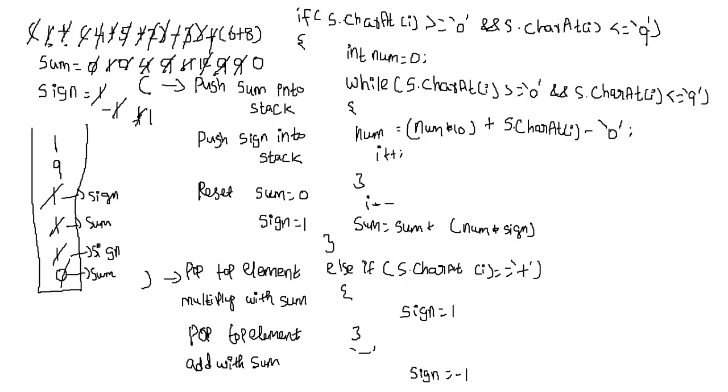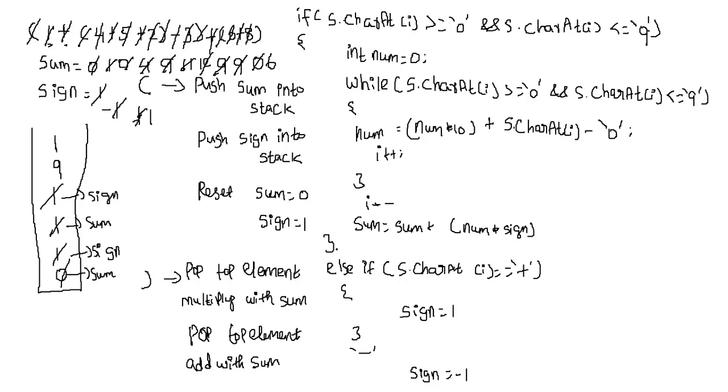Done. Next I have got the number 6. So convert the character 6 into an integer 6, and the num value 6 will be multiplied by sign value. That should be added with sum. Sum value is 0. 0 plus 6 is 6. Done. Next is plus. Whenever I am getting plus, what I have to do? Just make my sign value +1. Done. Go for the next character, 8.